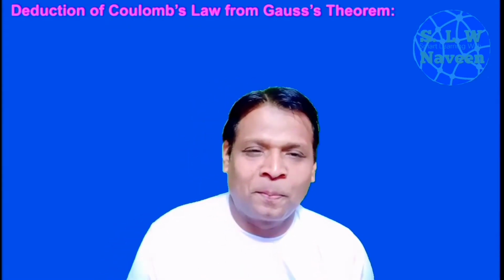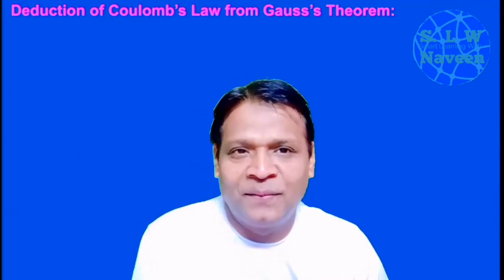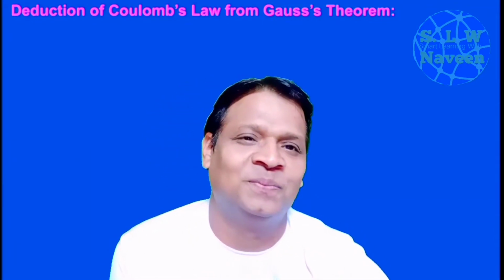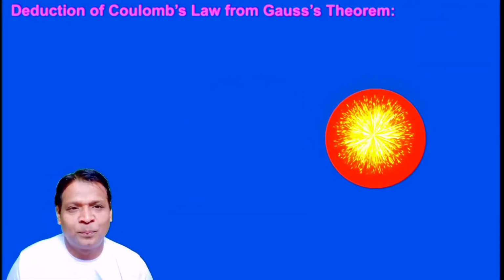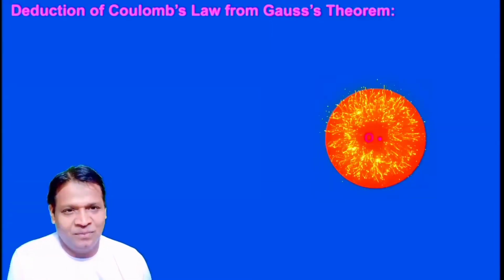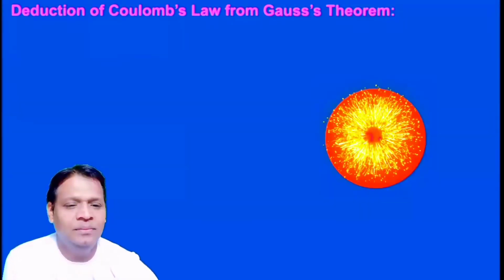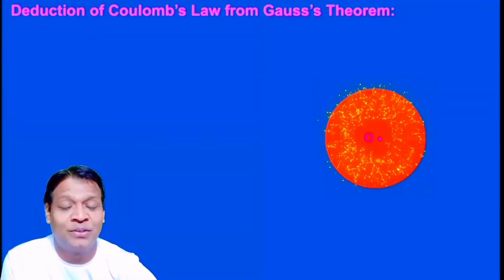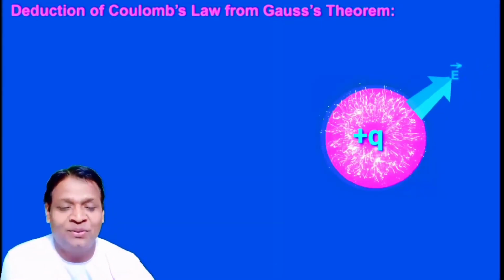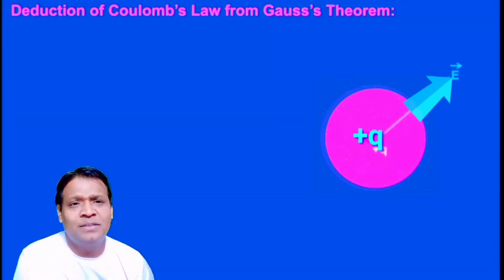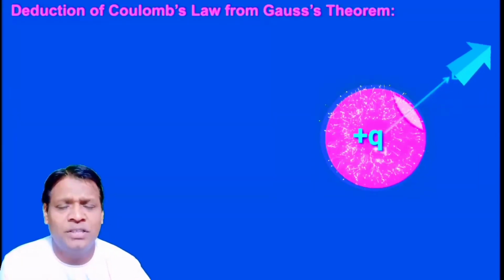Look here. There is a spherical surface and O is the point where we have kept the charge plus Q. Let us consider any arbitrary point on the surface of this sphere. That is ds vector, and E is the intensity of the electric field at that point. For simplicity we have taken a spherically symmetric surface. We can take another surface, but for simplicity we have taken this one.